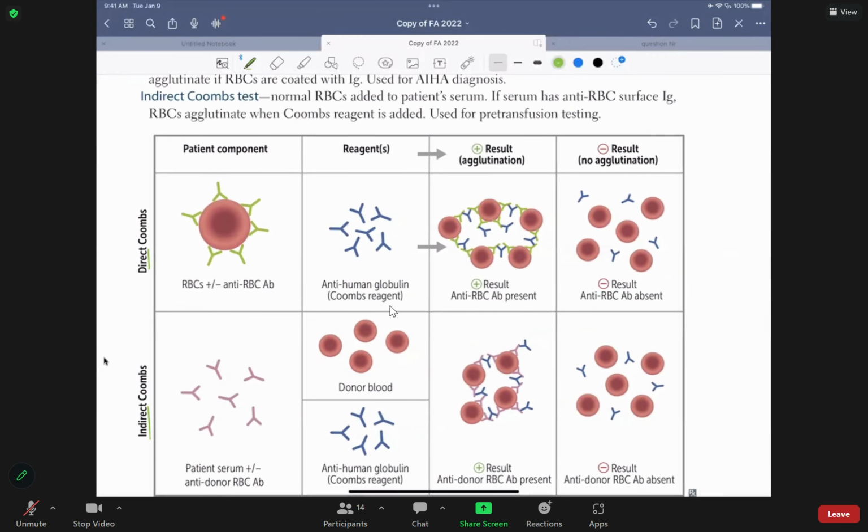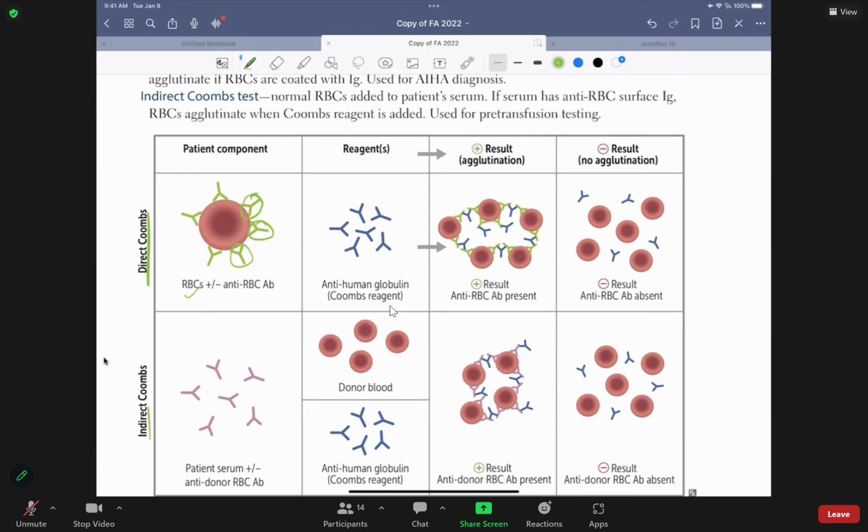Now let me explain one first. There are two ways to do that. The first one is direct. Whenever we say direct, we are literally taking the patient's red blood cell. That patient's red blood cell has antibody. You see, I'm circling. These are all antibodies already attached to the patient's red blood cell that are not visible to our naked eye. Is that clear, folks? We cannot see it with the naked eye.